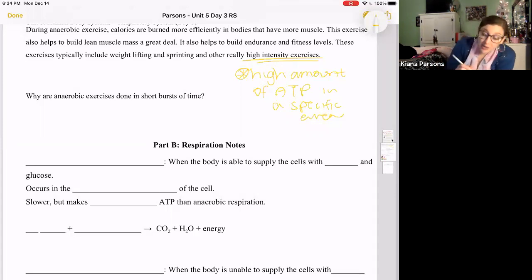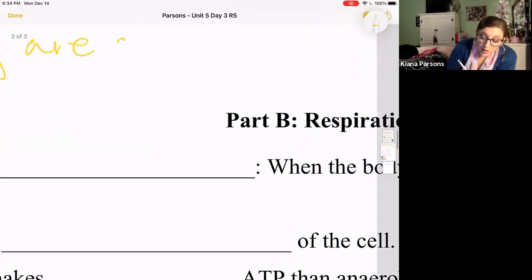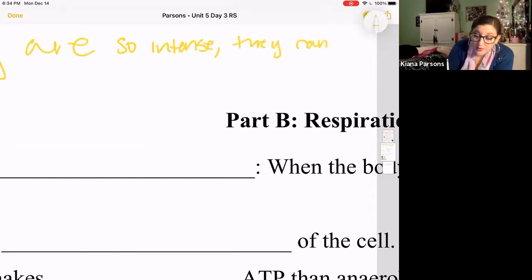So why is anaerobic exercise done in short bursts of time? Because it is intense. It cannot be done for long periods.